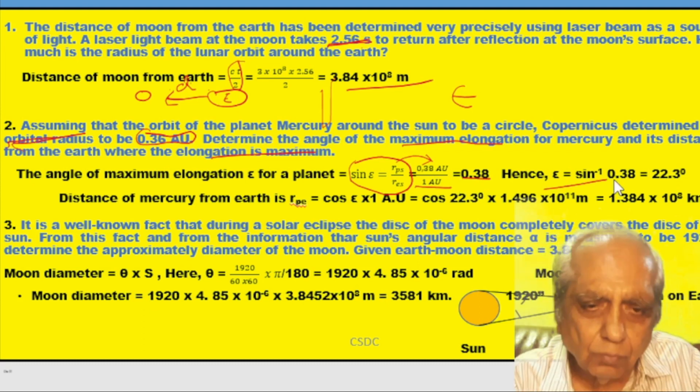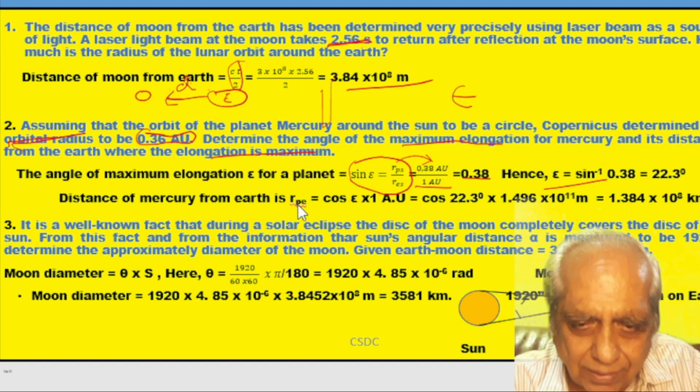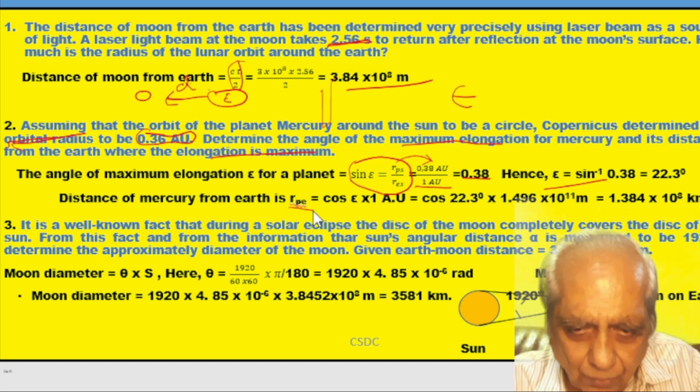So simple. Then the distance from the earth, R_PE, is cos epsilon naught into R_ES, which we derived last time. So we use that formula. Now I know epsilon naught. Substitute the values, and you will get the answer.